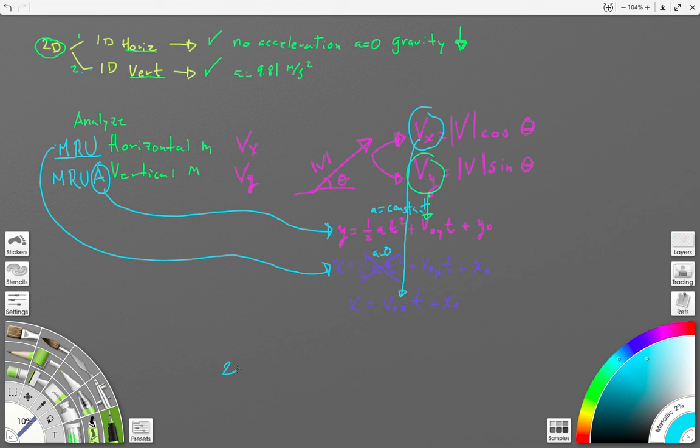So 2D motion will be broken down into two one-dimensional, let's call them problems. Okay? We will solve the horizontal movement, and we will solve the vertical movement.